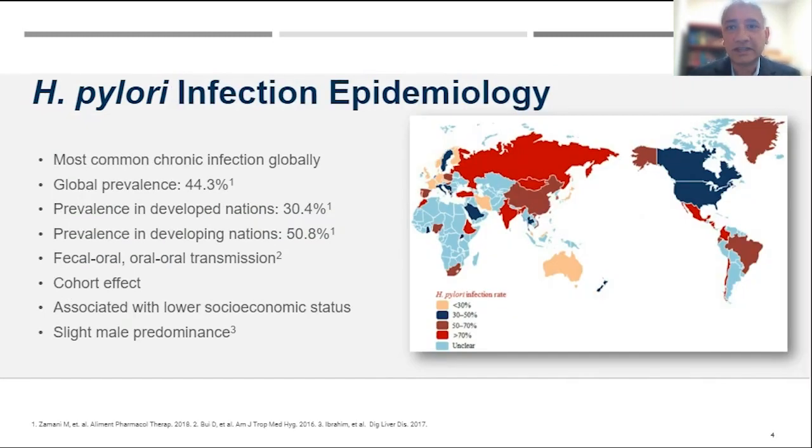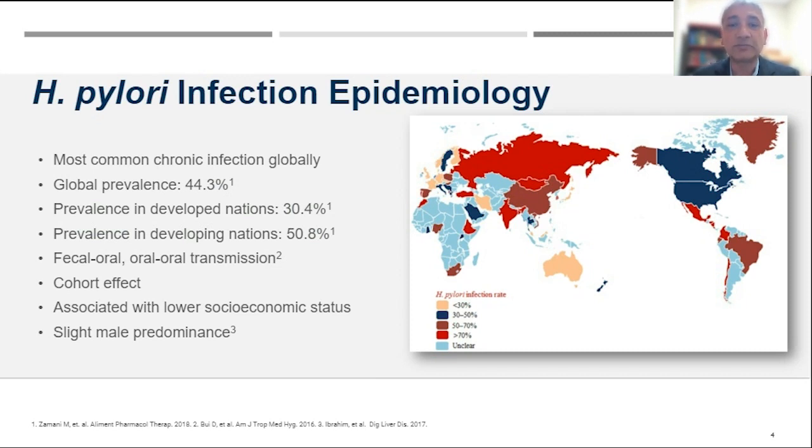As mentioned previously, H. pylori is the most common chronic infection around the world, but its prevalence is not evenly distributed across the world. Whereas the global prevalence is about 44%, its prevalence is much higher in developing countries, where it exceeds 50%. The prevalence in developed countries is more similar to what we see in the United States, in the neighborhood of about 30%. And the reason for this disparity among developing and developed nations has to do with the mode of transmission.